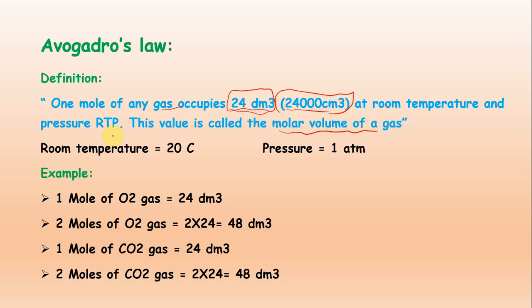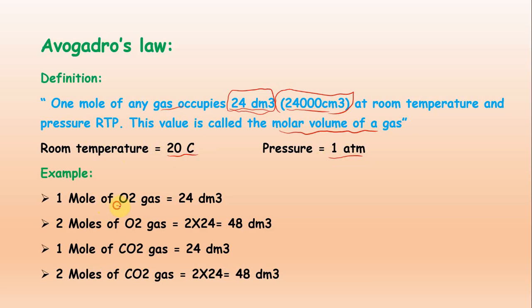So what about RTP, room temperature? Room temperature is a constant, standard temperature, that is 20 degrees C. And what about pressure? That is 1 atmospheric pressure. Now look at the examples here.